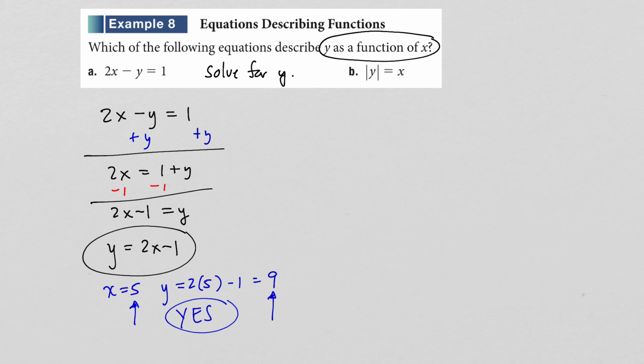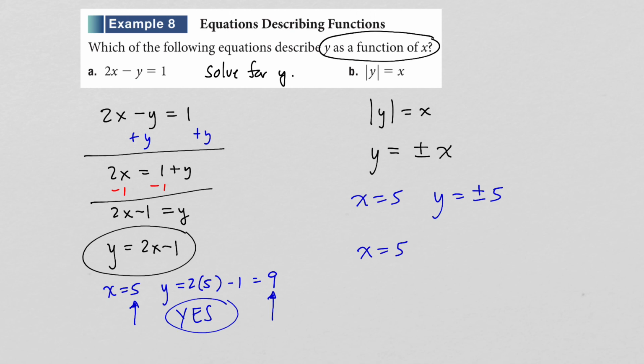Now what about the second equation? In the second equation, we have the absolute value of y is equal to x. How do you solve for y here? Well, remember the definition tells us that if the absolute value of y is equal to x, then that means that y has to be equal to plus or minus x. That's the definition of an absolute value. So now if, for example, I pick x equals 5, y is going to be positive or negative 5. So what that means is if I pick x equals 5, y is either going to equal 5 or y is going to be equal to negative 5.